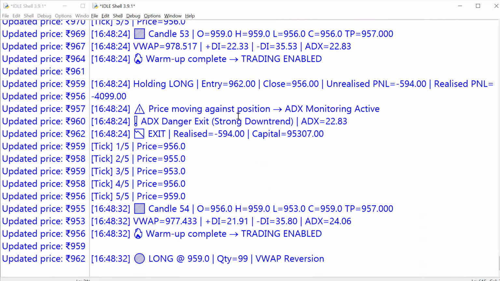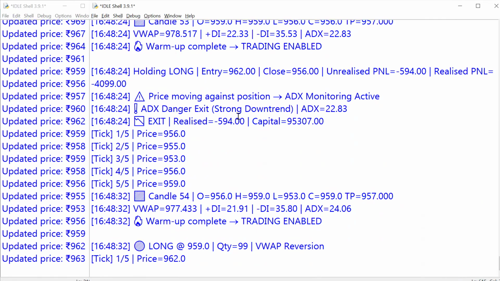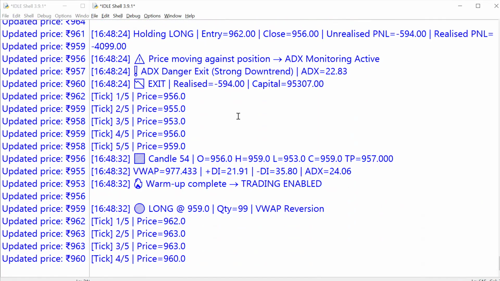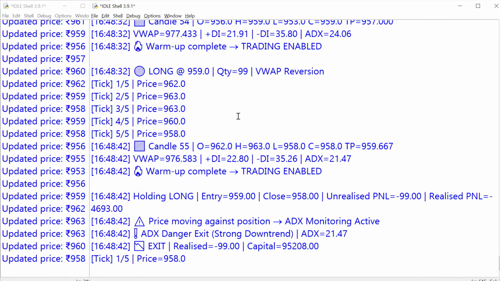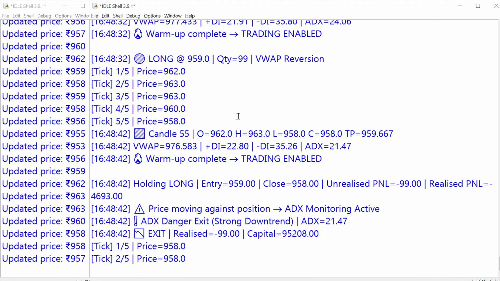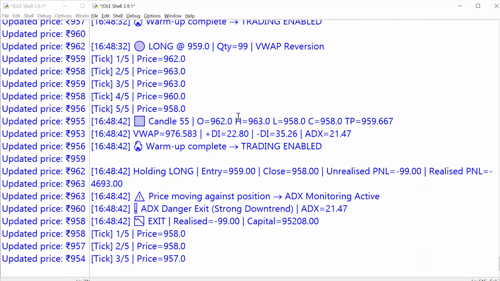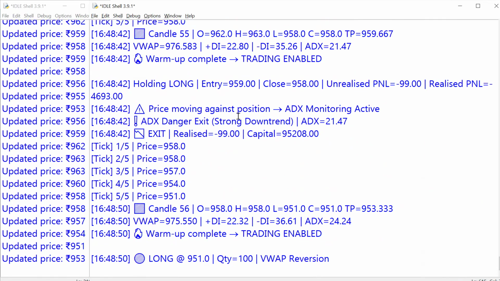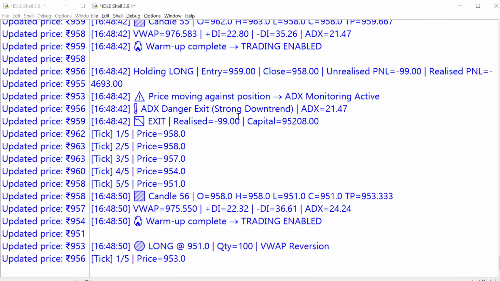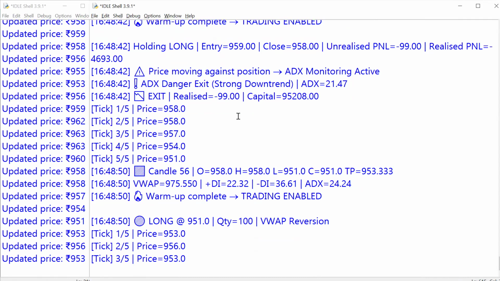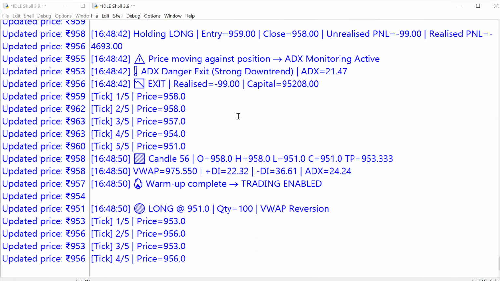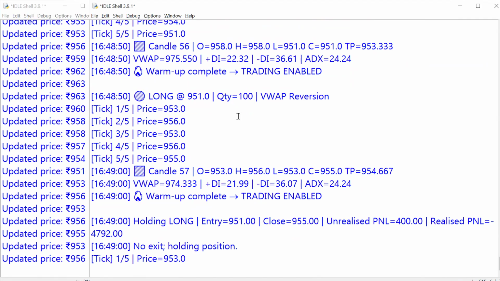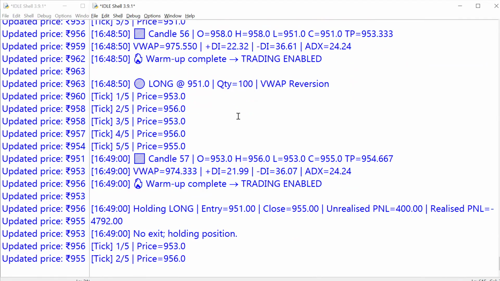It's completely okay. We have one more long position at 959. ADX is not monitoring now. Okay, ADX is again monitoring and I think it has booked the stop loss. Currently, our realized PNL is almost 4693. It's completely okay. That is only 4.5% of total capital. That's completely okay.